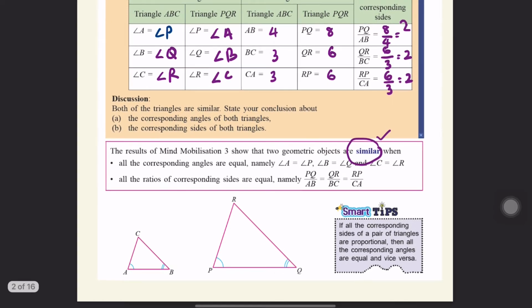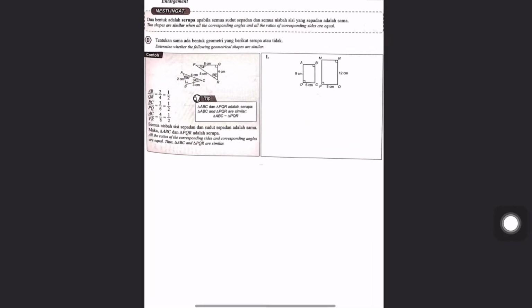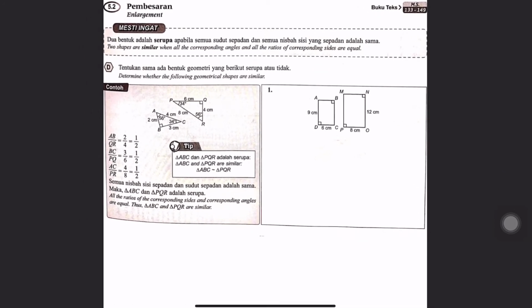Let's look at the smart tip over here. If all the corresponding sides of a pair of triangles are proportional, then all the corresponding angles are equal, and vice versa. So far, okay? Now let's look at the first example. Two shapes are similar when all corresponding angles are equal and all the ratios of corresponding sides are equal.